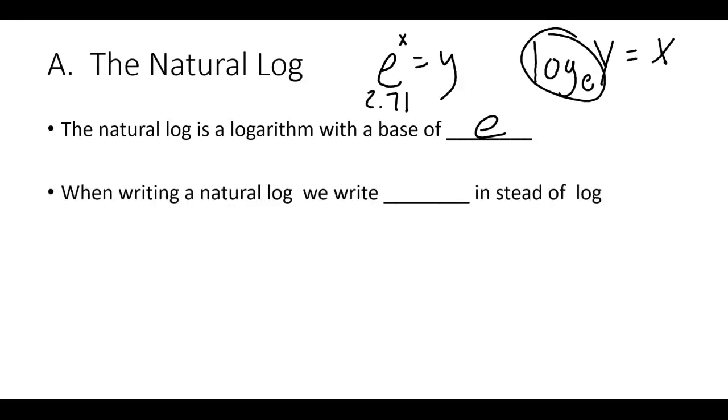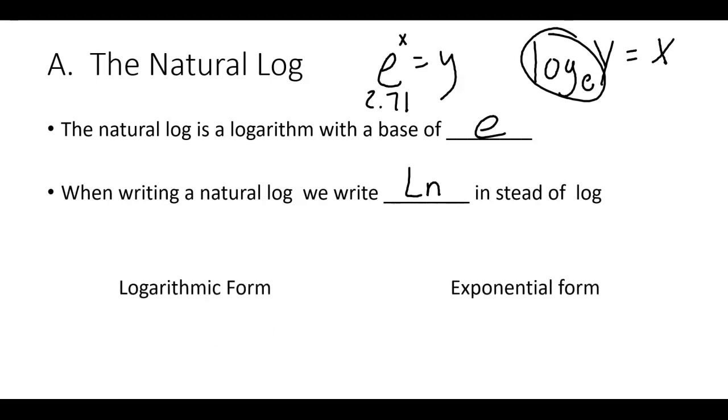So since it's special, when writing a natural log, we don't actually write the word log. We write ln. It doesn't get a little base next to it either, but that's this one's special notation. It's called ln. And you've probably seen that button on your calculator. All that is a log with a base of e. That's all it is. None of the rules are different for it. It just has a special base, so it gets a special symbol.